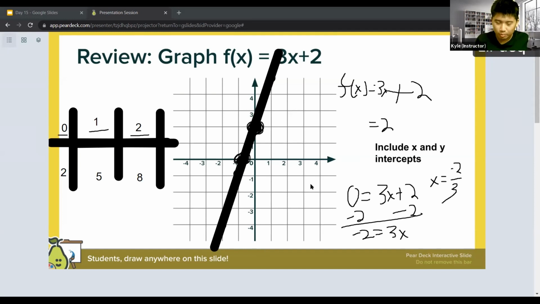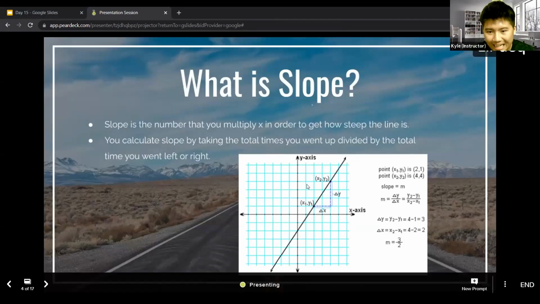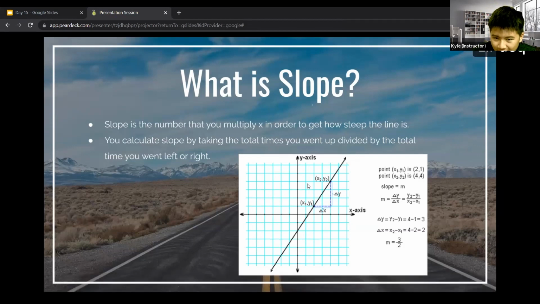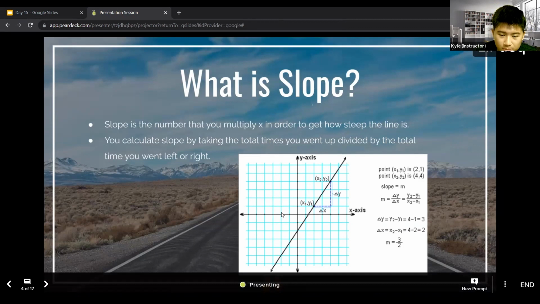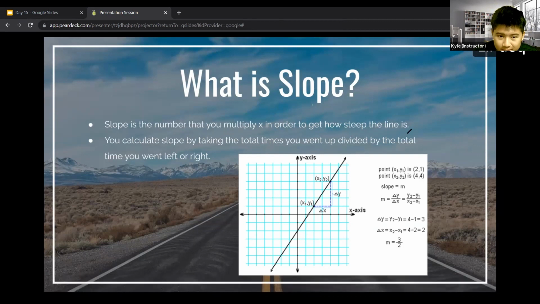So now, today we'll be learning about slope-intercept form and point-slope form. So one of the questions is, what is slope? This is very important because we'll be using slope a lot in Algebra 1. And honestly, I think it's really cool because using the method of drawing the table is sometimes slow, but now with slope, it's pretty quick and easy. So with slope, we can see that slope is a number that you multiply x by in order to get how steep the line is.